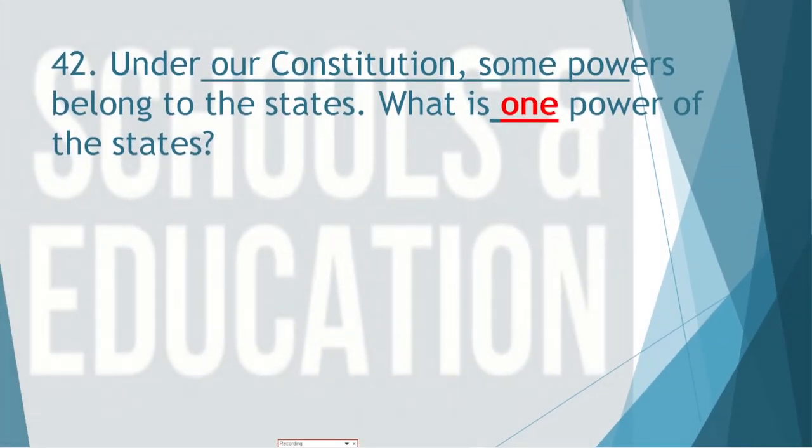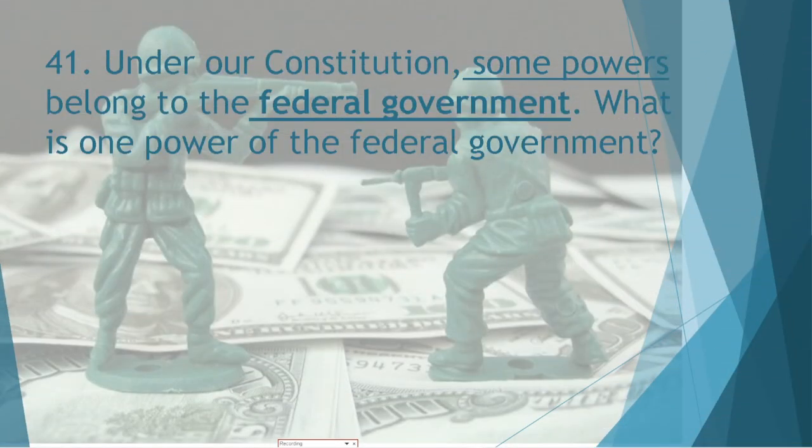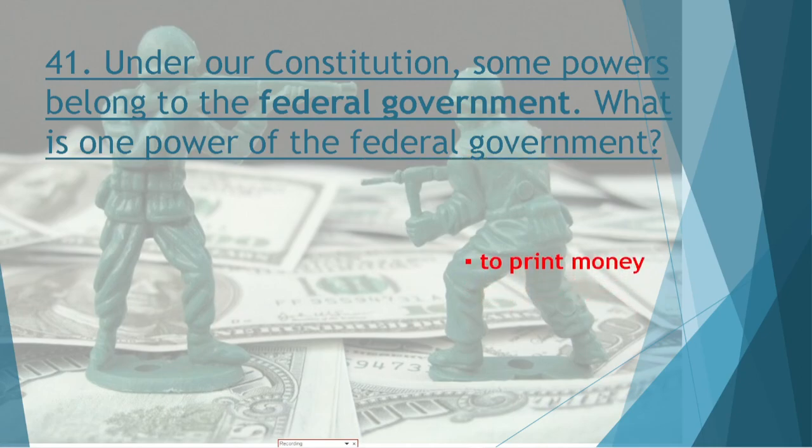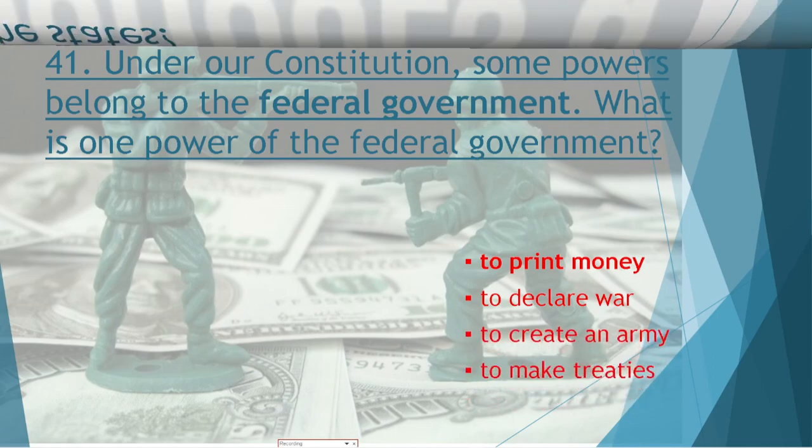Under our Constitution, some powers belong to the states. What is one power of the states? Provide education. Oh, that's repeated already, number 41. Under the Constitution, some powers belong to the federal government. What is one power of the federal government? To print money, to declare war, to create an army, to make treaties.